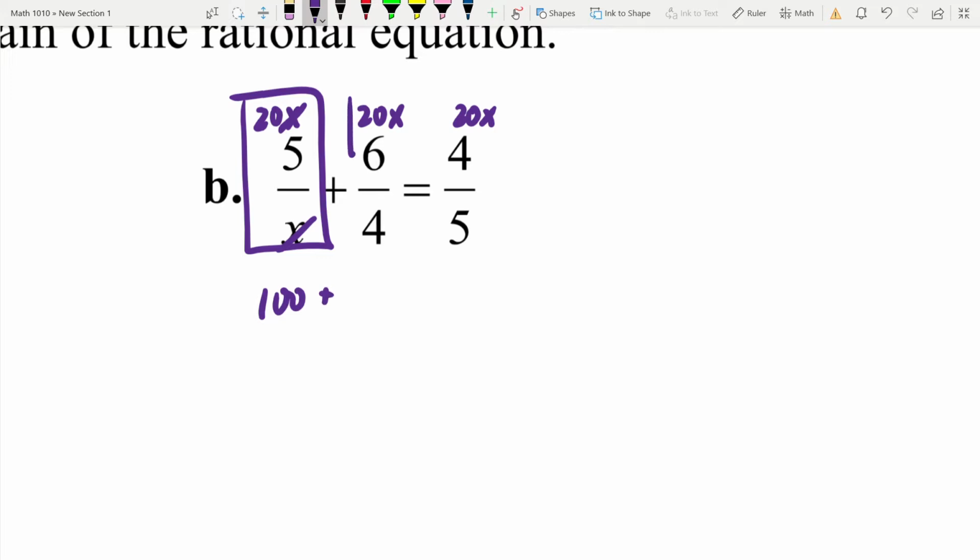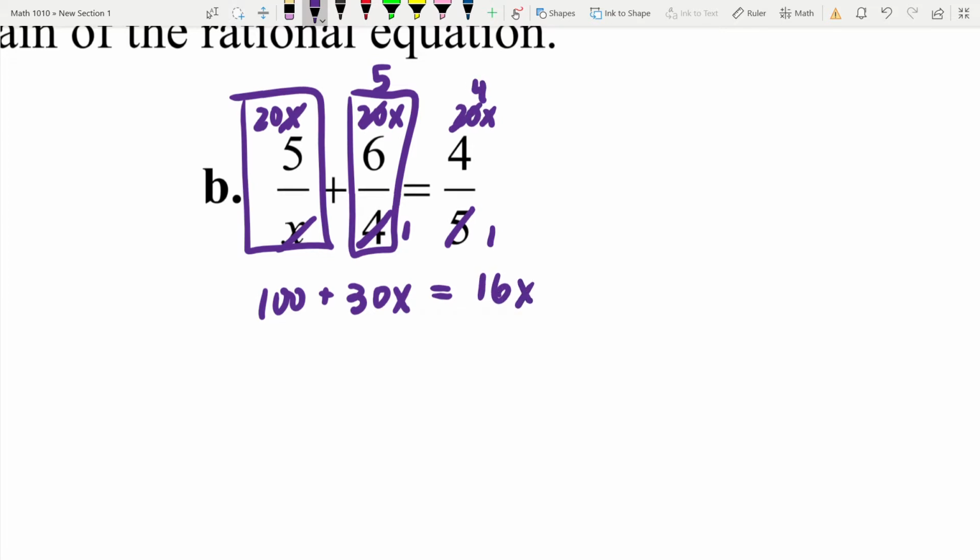I'm going to put my plus. See the 4 on the bottom? It's always going to cancel with what you're multiplying by. So 4 goes into 4 once, 4 goes into 20 5 times. So I have a 6 times 5x, which is 30x. Then I have an equal sign. 5 goes into 5 once, 5 goes into 20 4 times, 4 times 4x is 16x. Move my 30 over, it becomes a negative. 16 minus 30 is a negative 14x equals 100. Divide by negative 14, and I get negative 100 over 14.